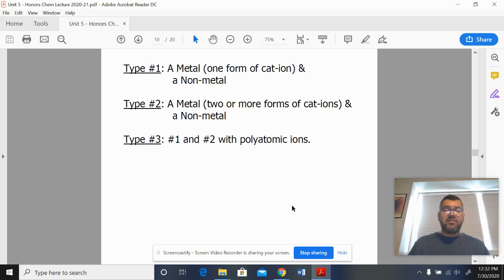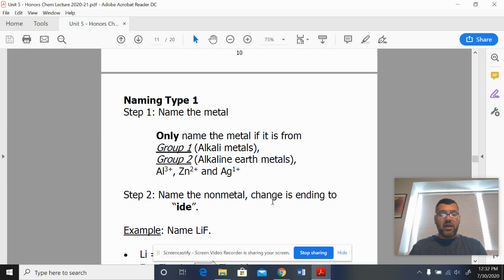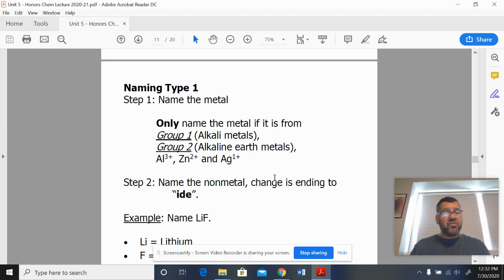So let's take the first one first, which is type 1, a metal and a nonmetal. The first thing that you do is you just name the metal. Just find it on the periodic table, name it. And this type is only for metals that are in group 1, group 2, or they are silver, zinc, or aluminum. Again, following this stepwise process, you name the metal, and then you name the nonmetal, but you change the ending of the nonmetal to IDE.